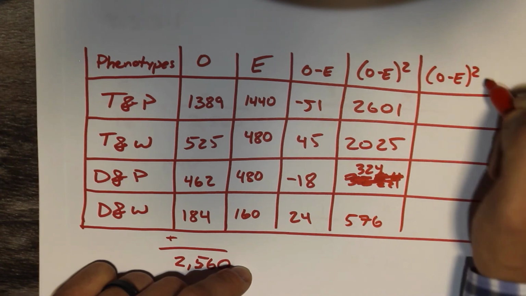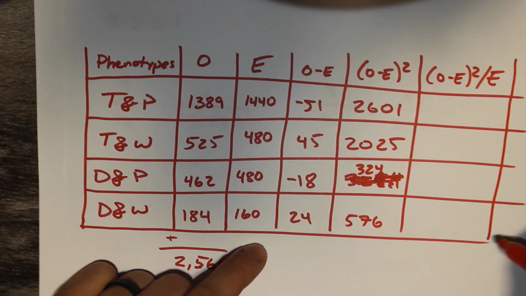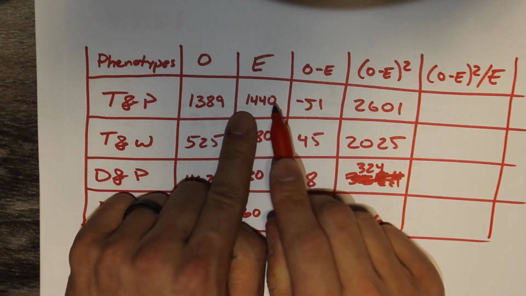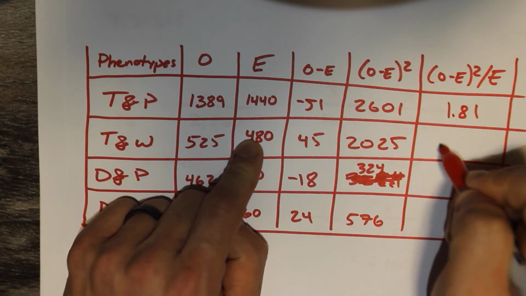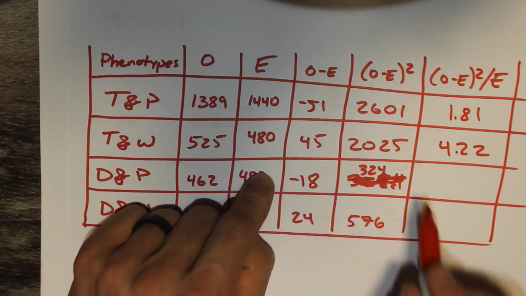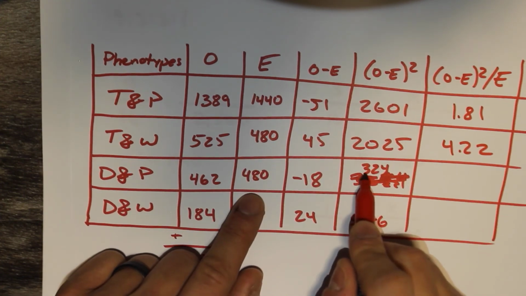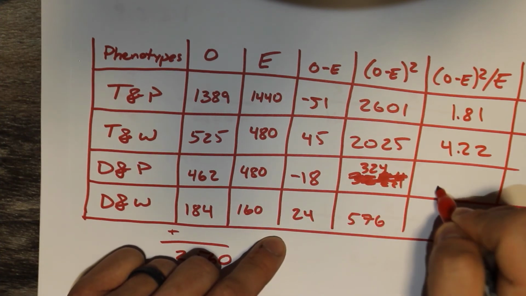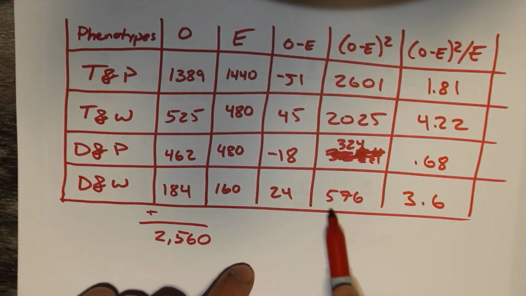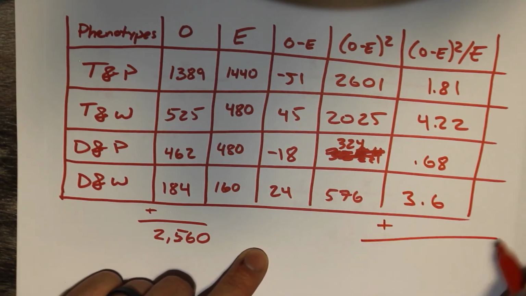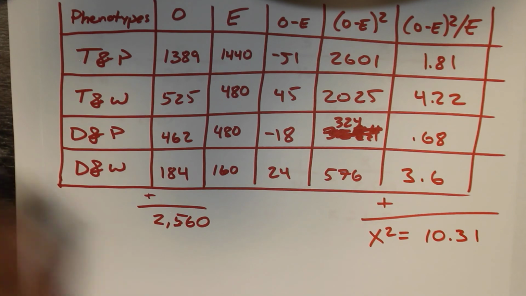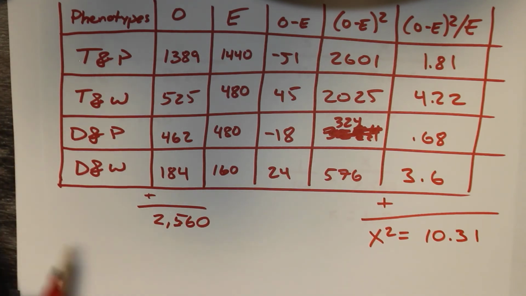Last step, divide that number by our expected. So you would do 2,601 divided by 1,440. We get 1.81. 4.22 for the second one by dividing 2025 by 480. 324 divided by 480, we get 0.68. And then lastly, 3.6 by dividing 576 by 160. Add all those up to get our x squared value. And I got 10.31. Now your last step is to know what your degrees of freedom are.